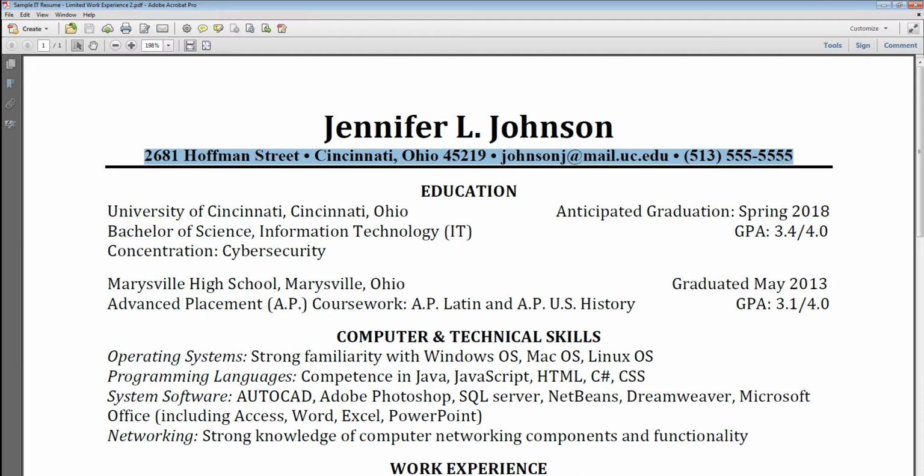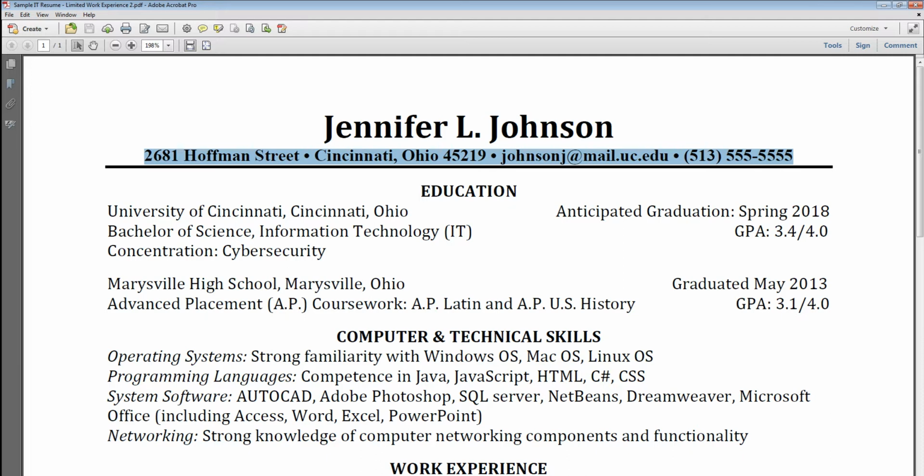But your location, I recommend obviously including your email address, and your email address should ideally be a University of Cincinnati email address, since you're a part of the UC co-op program that helps employers understand where you're coming from, and you're not just a random individual applying for a job. You're actually someone associated with the School of Information Technology at the University of Cincinnati. So I would list that email address here.